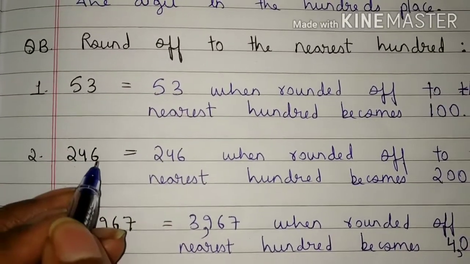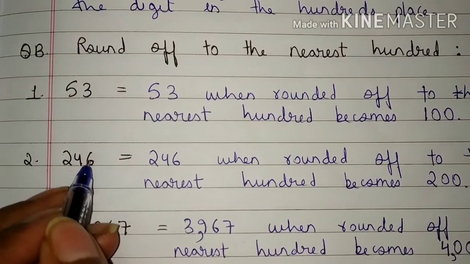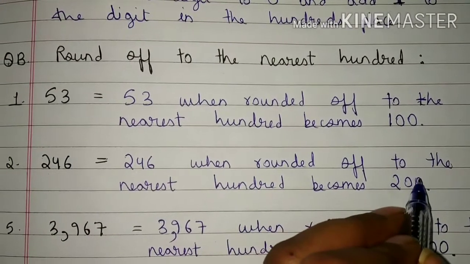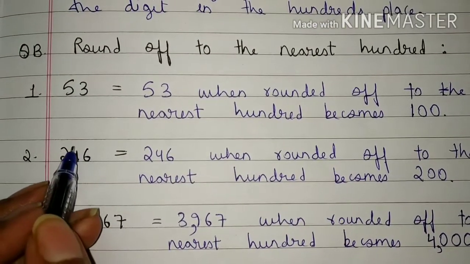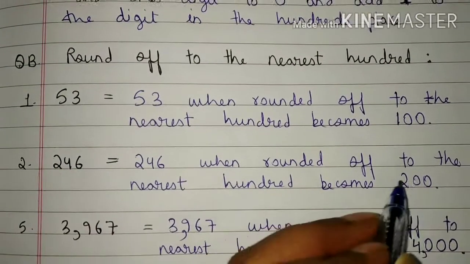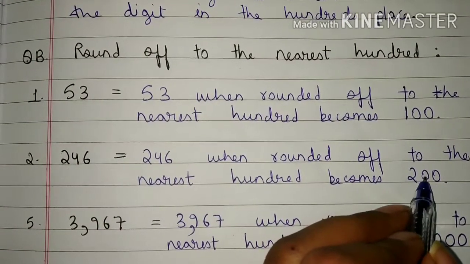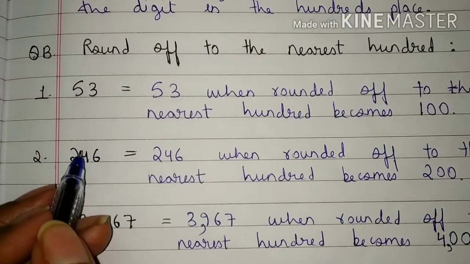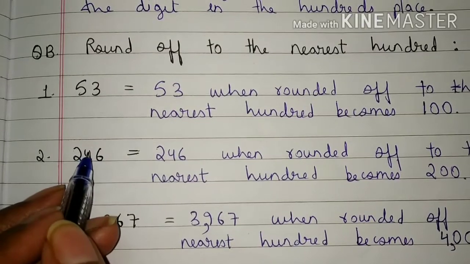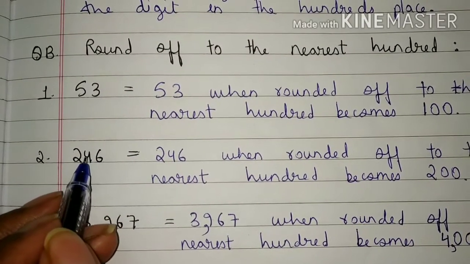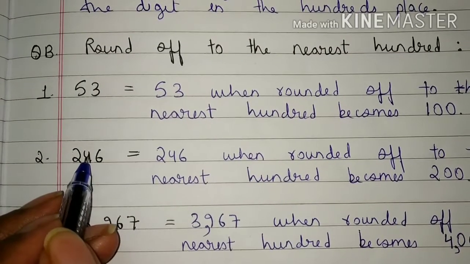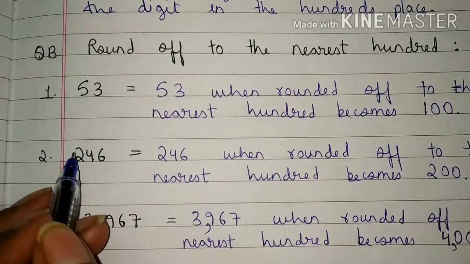Students, here in the ones place digit is 6, but you will write 0 in the ones place. Here in the tens place digit is 4, but you will write 0 in the tens place. Students, because here in the tens place digit is 4, it means it is less than 5. So you will not change the digit in the 100 place.